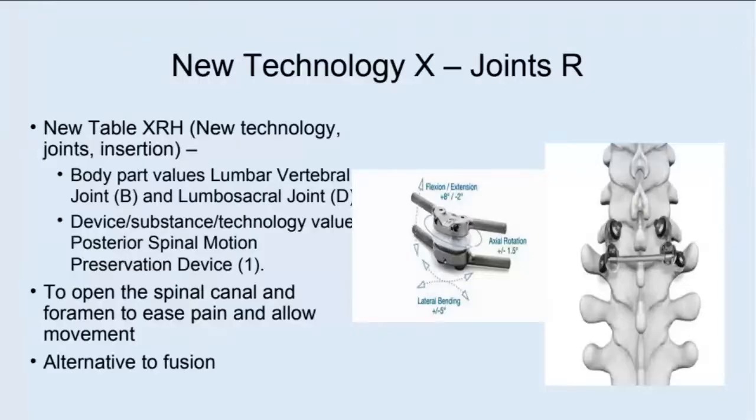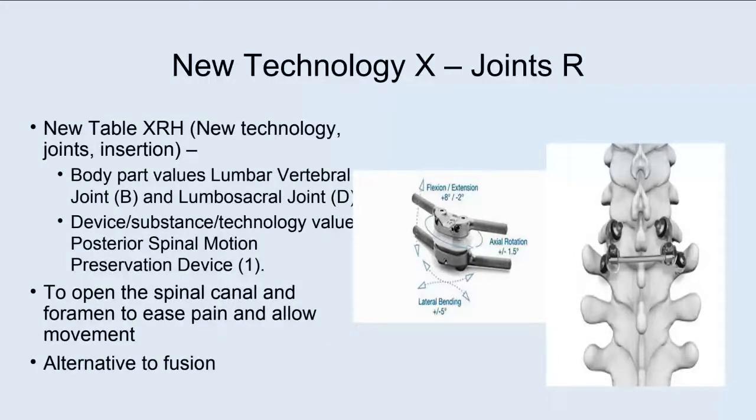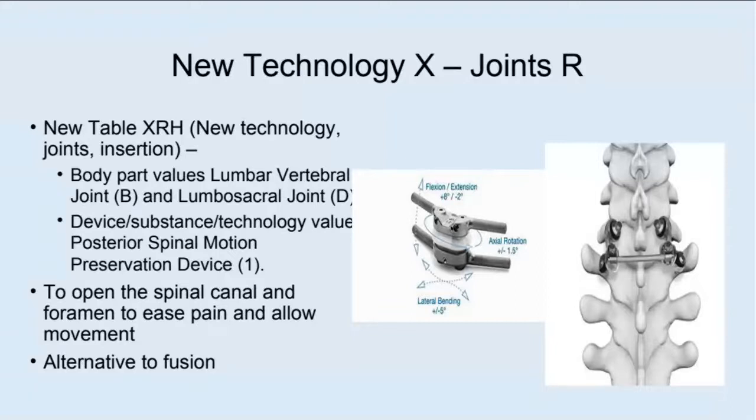So another new table for joints in new technology is also insertion, and this uses body part values, lumbar vertebrae and joints and lumbosacral joint. And the device substance technology value is posterior spinal motion preservation device. And this is to open the spinal canal and foramen, the opening, to ease pain and allow for movement. So this is an alternative to fusion, because of course with fusion, once it's fused, there's not that much spinal movement. But if you look at the first picture here, you can see that there's some flexion, rotation that is possible with this device. So it's a good alternative to fusion when appropriate.